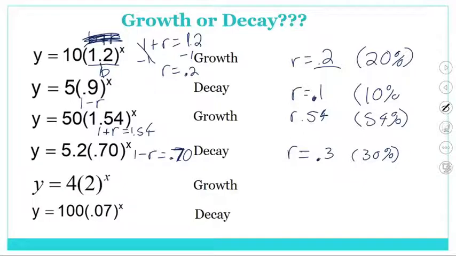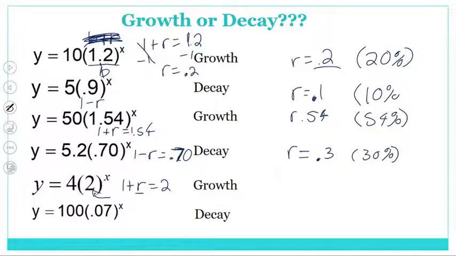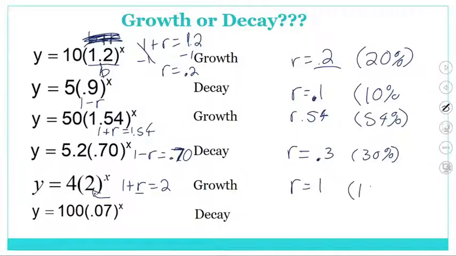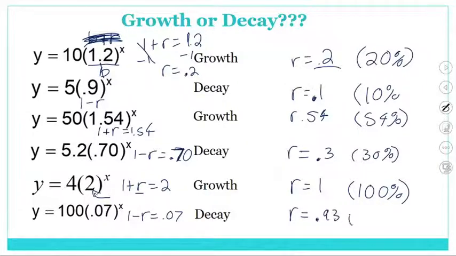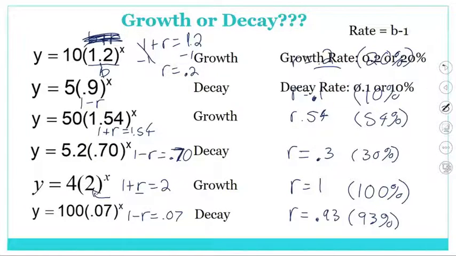This next one, the fifth one, is 2. Again, it's almost too easy because you're overthinking a lot of times, but 2 is equal to 1 plus our rate. So if I wanted to find r, I could solve that equation. R is equal to exactly 1, which is the same as 100%. And our last one, it's decay, so it would be 1 minus r, which would equal 0.07. You can solve that, and you'll see that the rate is 0.93, or 93%. Okay? So, little things you can do to find the rate of each of these.